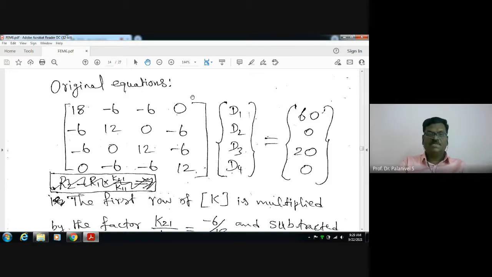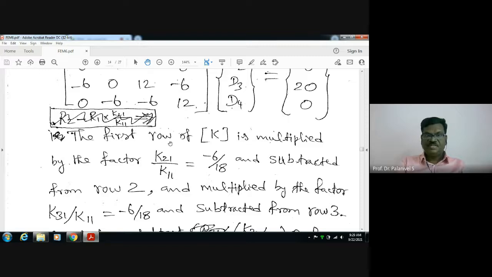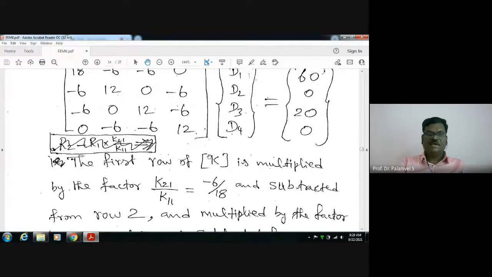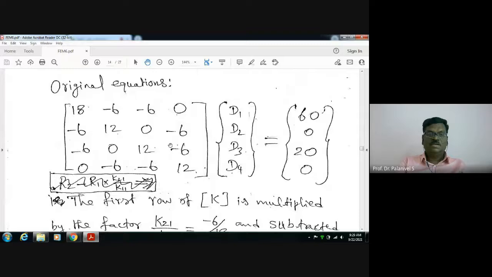Now I am going to apply that matrix decomposition technique, or Gauss elimination method. The first row of K is multiplied by what? Please see here, I have to convert this matrix into an upper triangular matrix. This is the diagonal, and the coefficients below the diagonal are to be converted into 0.